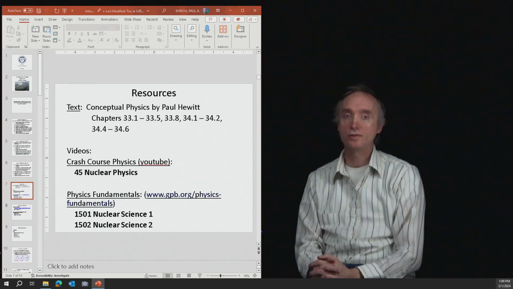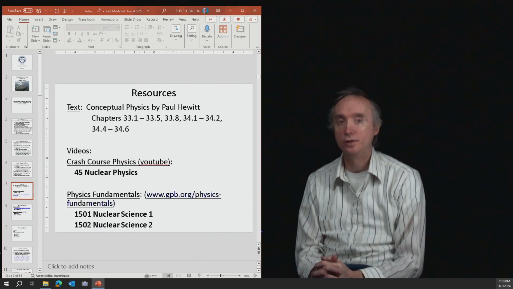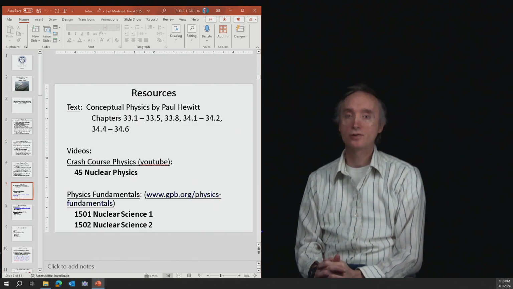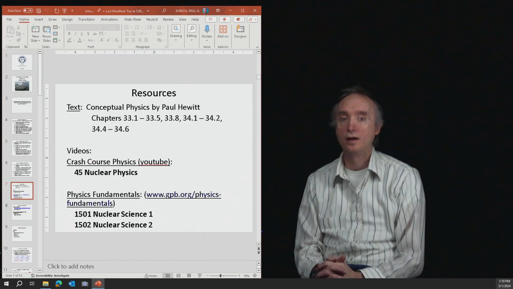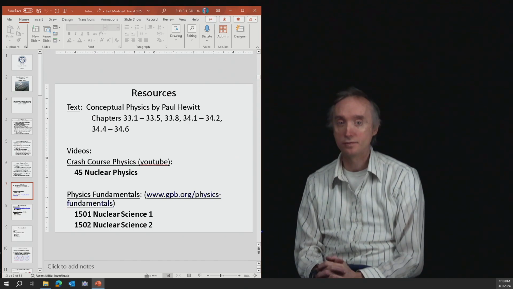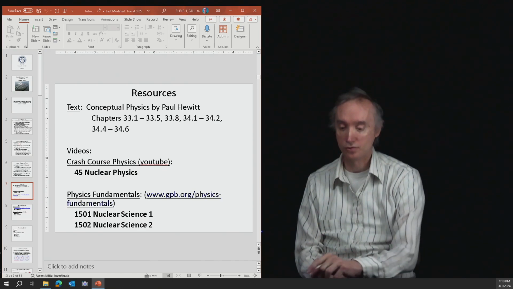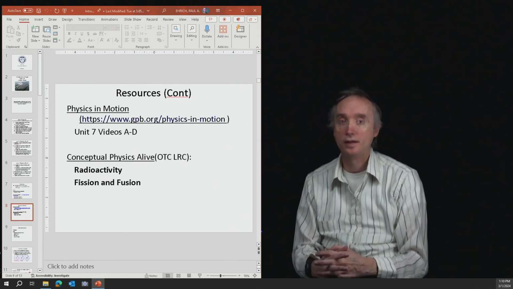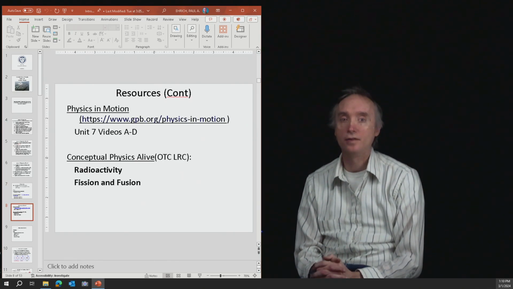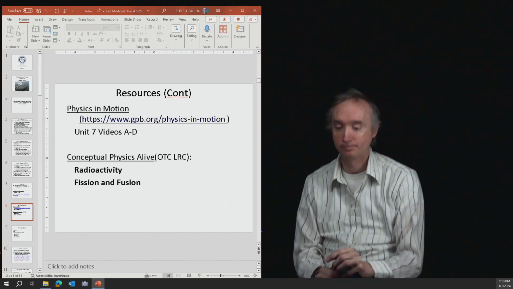So, in your textbook, Conceptual Physics by Paul Hewitt, you ought to be reading chapters 33 and 34. And then there is a Crash Course video available, episode 45 on nuclear physics, and then there are Physics Fundamentals episodes available, episodes 1501 and 1502. Then in Physics in Motion, if you would go to unit number 7, videos A through D deal with nuclear physics.